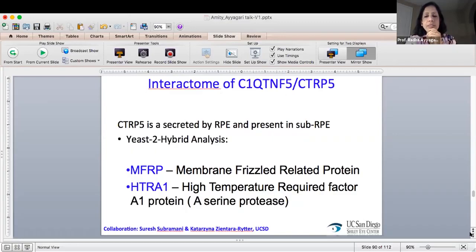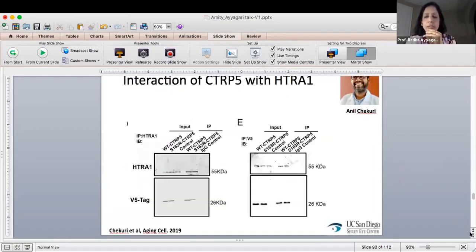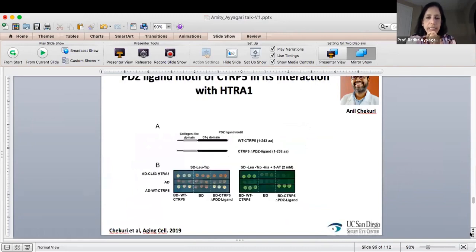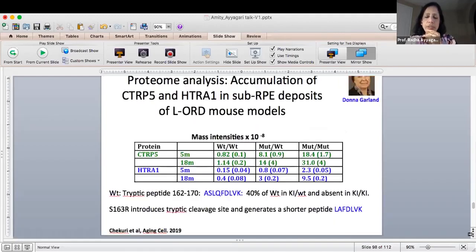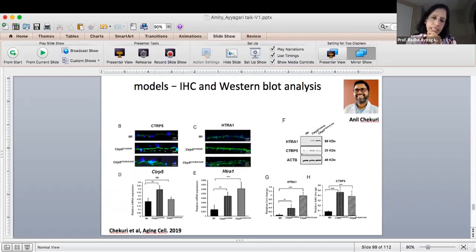We studied what other genes this gene interacts with using Y2H, and we established that it interacts with another gene called HTRA1. It activates with HTRA1, and HTRA1 cleaves CTRP5, so they act on each other. The interesting aspect is that in the mouse model, this is the wild type and these are the mutant mice. Both CTRP5 and HTRA1 accumulate in the same region.